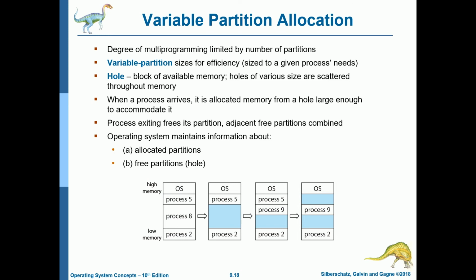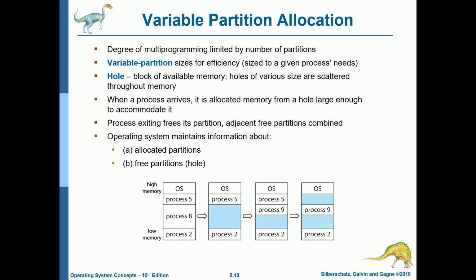Now the figure below depicts this scheme. Initially, the memory is fully utilized, containing processes 5, 8, and 2. After process 8 leaves, there is one contiguous hole. Later on, process 9 arrives and is allocated memory. Then process 5 departs, resulting in 2 non-contiguous holes.